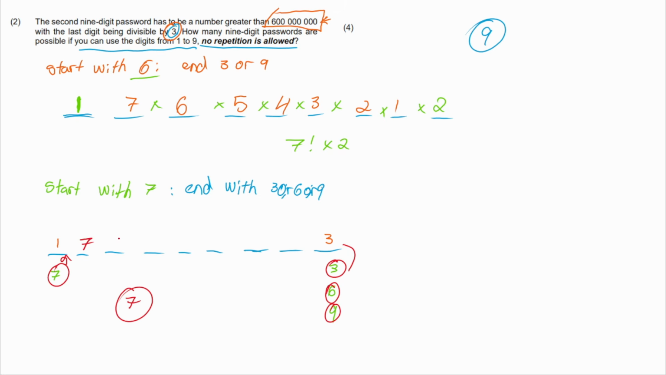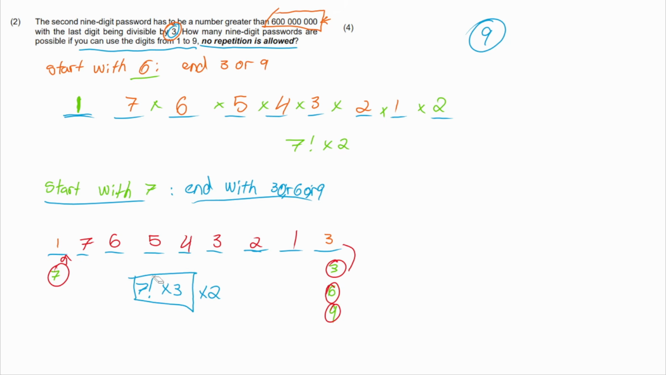That's why this is 7, 6, 5, 4, 3, 2, 1 again. So what you should realize now is, again, it's 7 factorial times 3. What you'll see is if you start with an 8 and end with 3, 6, or 9, you'll get the same thing again. So you can times this by 2.